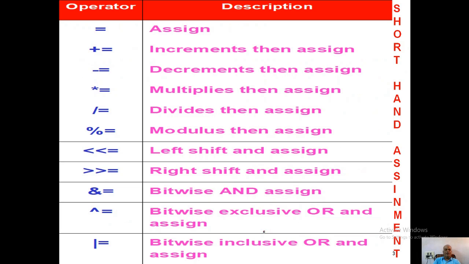The assignment operator can be used in different forms. These are called the shorthand assignment operators. In shorthand assignment, plus equal to increments then assigns, minus equal to decrements then assigns, star equal to multiplies then assigns, slash equal to divides then assigns, modulus equal to takes modulus then assigns, left shift and assign, right shift and assign, bitwise and assign, bitwise exclusive or and assign, bitwise inclusive or and assign.